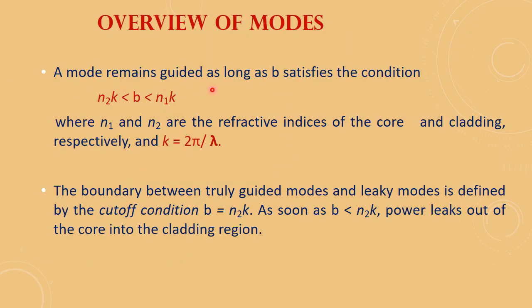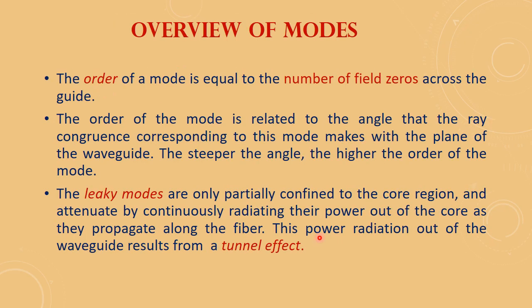A mode remains guided, as I told you, as long as beta satisfies the condition that N2K is less than beta and N1K is greater than beta, where N1 and N2 are the refractive indexes of core and cladding respectively. And as already discussed, K is equal to 2 pi by lambda, the free space propagation constant. The boundary between the truly guided modes and the leaky modes is called the cutoff condition, that is, beta is equal to N2K. As soon as beta is less than N2K, the power leaks out of the core and into the cladding region. That is nothing but leaking.